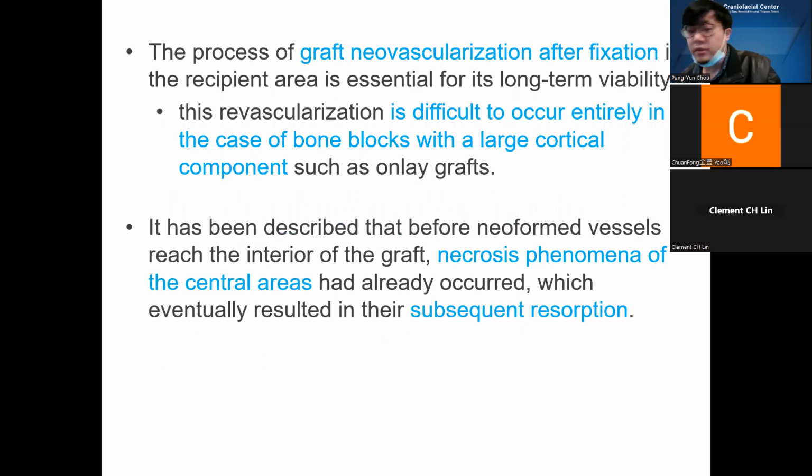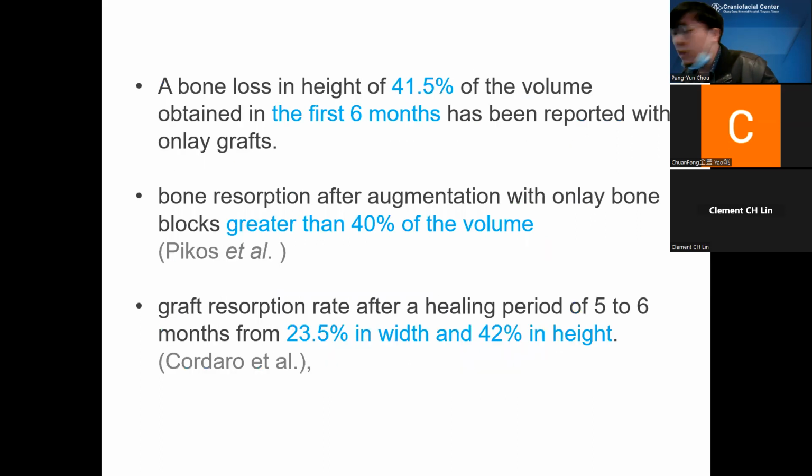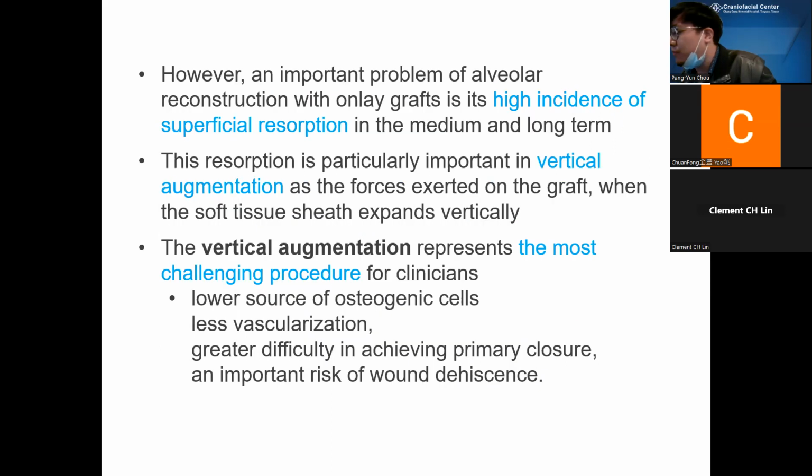However, an important problem of the onlay graft is the high incidence of bone resorption, which is quite important in vertical augmentation as the force exerts of the graft. So the vertical augmentation still remains the most challenging procedure for doctors. And the reasons include the lower source of osteogenic cells, less vascularization, and difficulty in doing primary closure with a risk of wound dehiscence. And up to 41.5% of bone loss of onlay grafts is obtained in the first 6 months, as reported in several literatures.